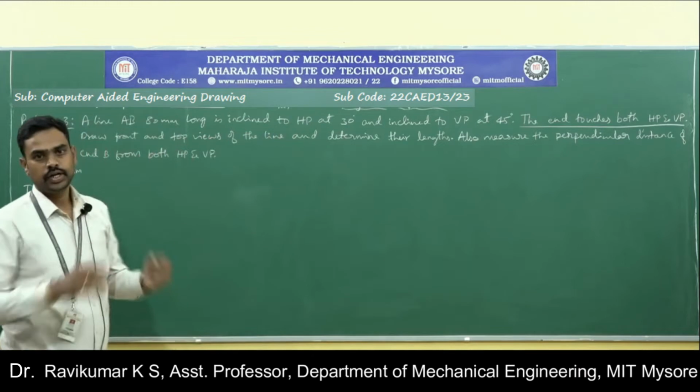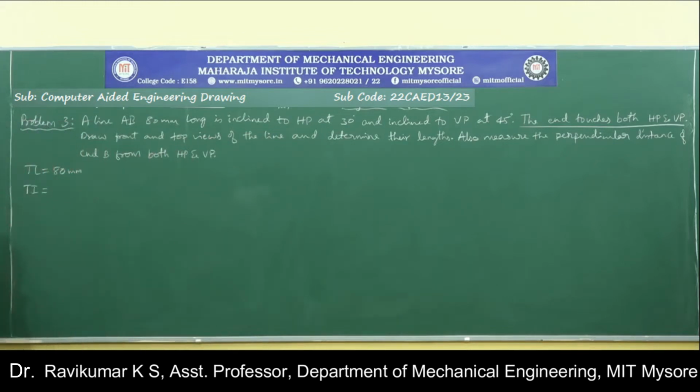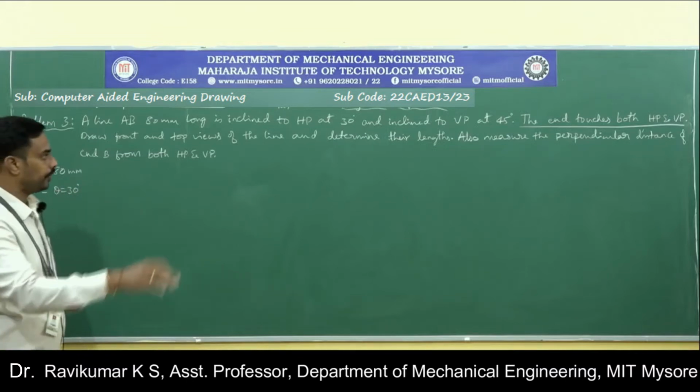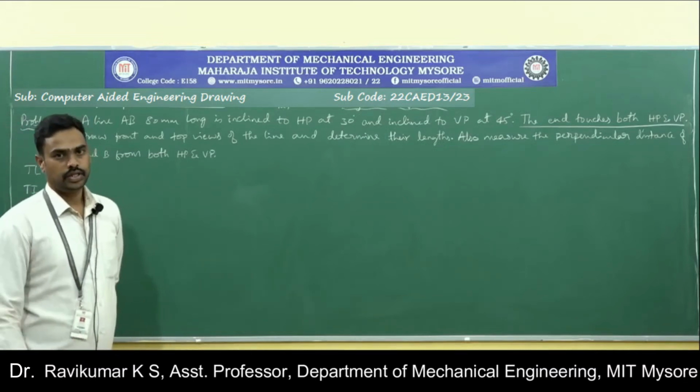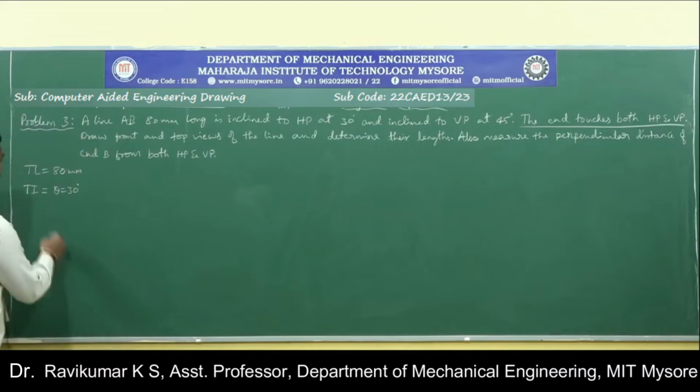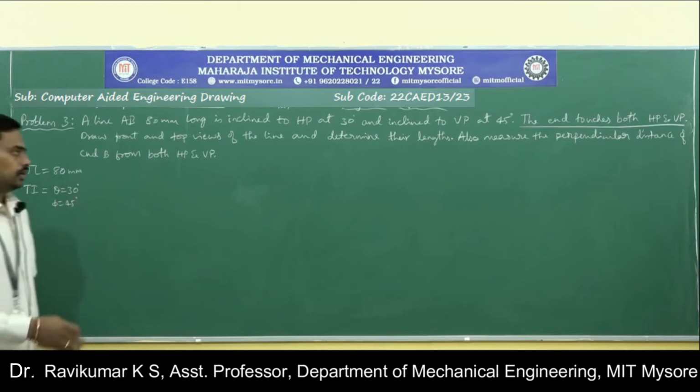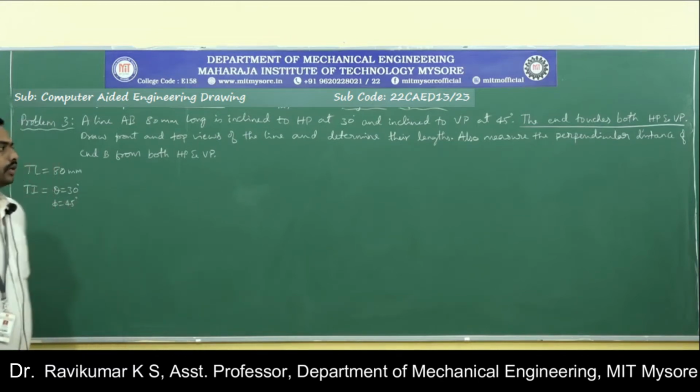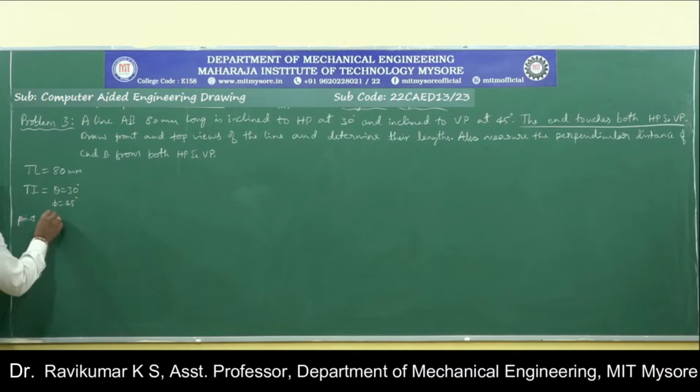Inclined to HP means it should be theta 30 degree, and inclined to VP, you can measure in the top view, it is 45 degree. So it is 45 degree. And the point touches both the HP and VP. So point A touches XY line.